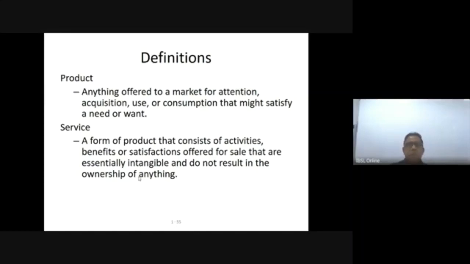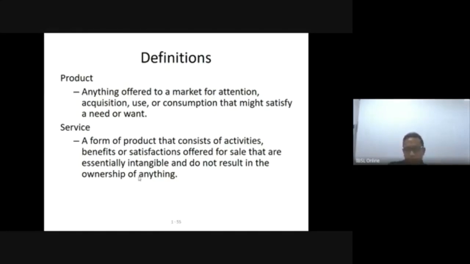So product and services, there are similarities, but there are differences also. Product is more of a tangible thing, which can be owned by a customer. Service is intangible and cannot be owned, but the customer will go and use it. The customer can use the service to satisfy the need. Product is a tangible thing. You can enjoy it and fulfill your needs, and you can own it also.